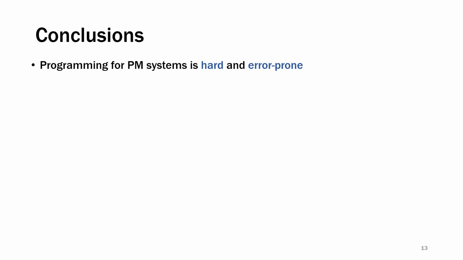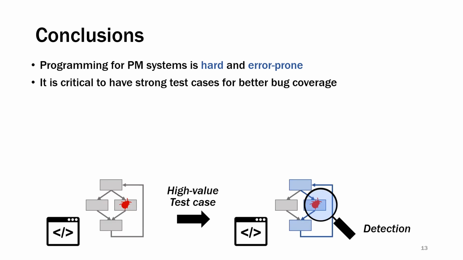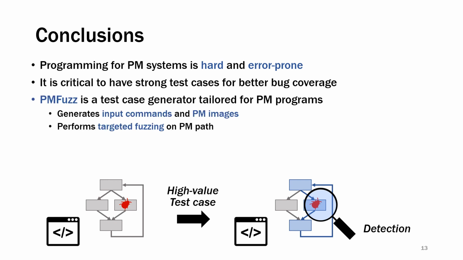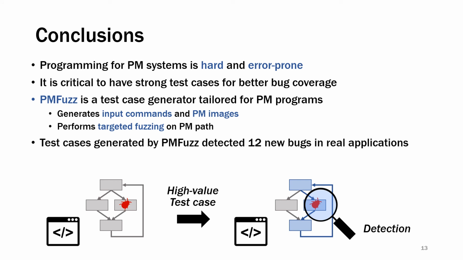Finally, I'd like to summarize this work. Programming for persistent memory systems is hard and error-prone. It is critical to have strong test cases for better bug coverage. PMFuzz is a test case generator tailored for persistent memory programs. Test cases generated by PMFuzz can detect 12 new bugs using our existing work, XFDetector, and these new bugs cannot be easily detected with simple test cases.